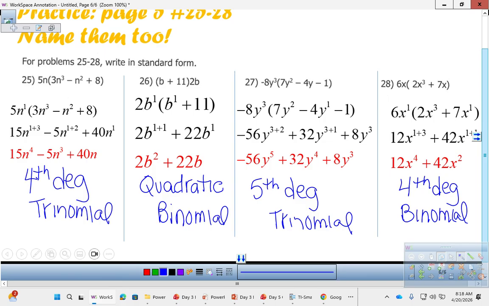All of the problems we just did were distributing a monomial, single term. So what do you think we're going to do next?